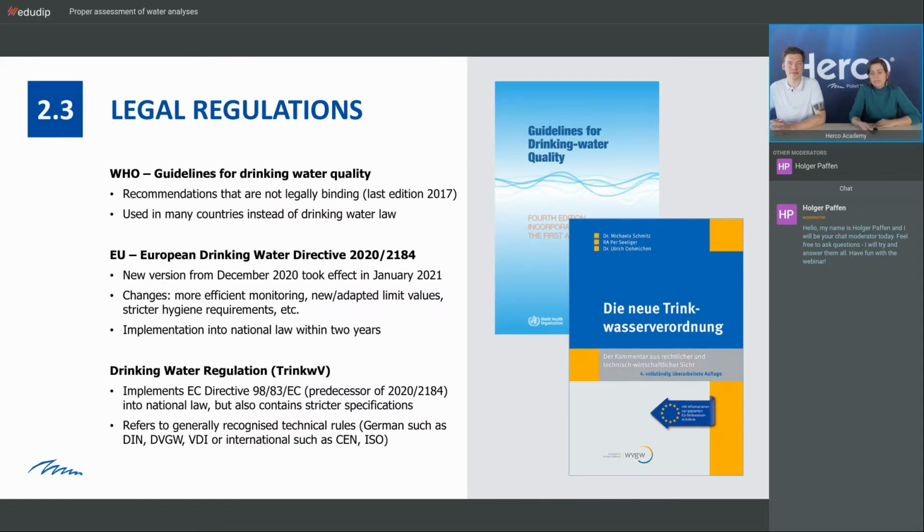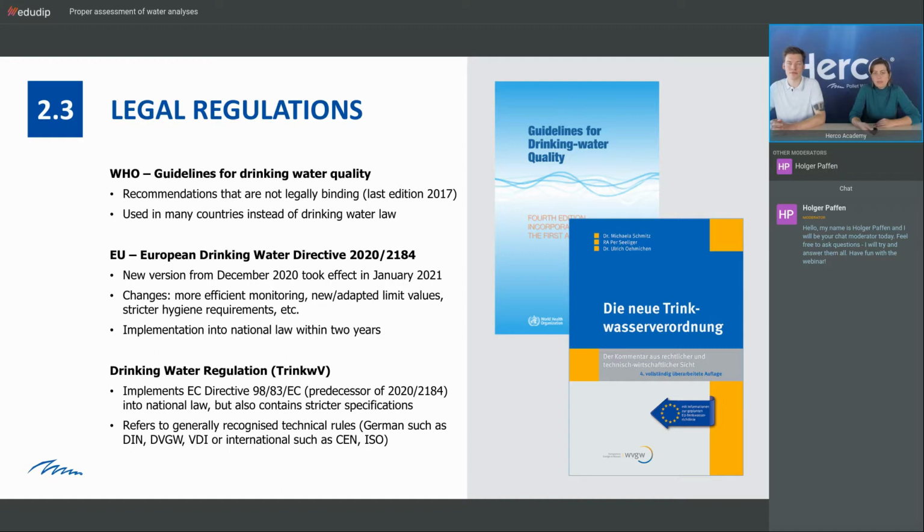Legal regulations, what is important for water analysis? One big reference point or guideline is this publication from the World Health Organization. They have guidelines for drinking water quality and also the parameters that have to be tested, but the recommendations are not legally binding. Still, this is used in many countries that don't have their own drinking water law as a point of reference.